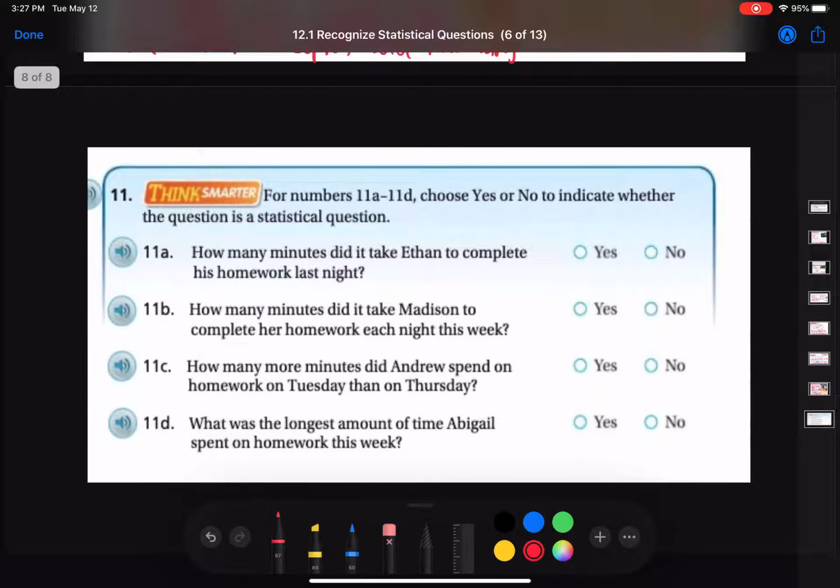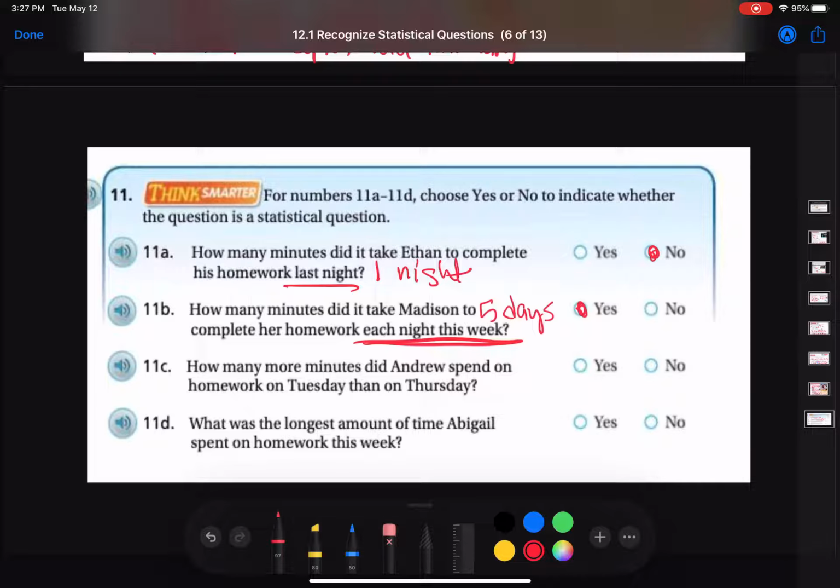Okay, last one. It's a yes or no. Is it a statistical question or not? How many minutes did it take Ethan to complete his homework last night? Okay, first, is it asking you about multiple nights? No, it's just one night. Therefore, no, it is not a statistical question. How many minutes did it take Madison to complete her homework each night this week? Okay, this one's asking you about 1 week, so that's at least 5 days of homework. So this one, yes.